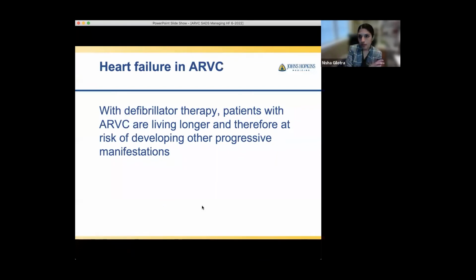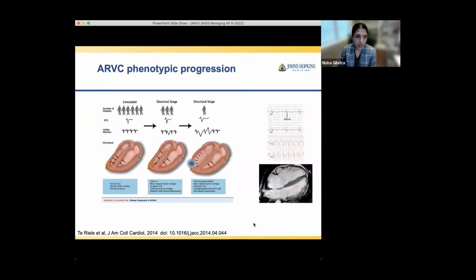So let's now put heart failure in the context of ARVC. With defibrillator therapy, with recognition of causes of sudden death, patients with ARVC are living longer. It's fantastic that we have come so far with ICD therapy, with genetic testing. And so they're therefore at risk for developing some of the other progressive manifestations. And that's why in the last several years, heart failure has gotten a little bit more spotlight in ARVC communities and in clinical practices.